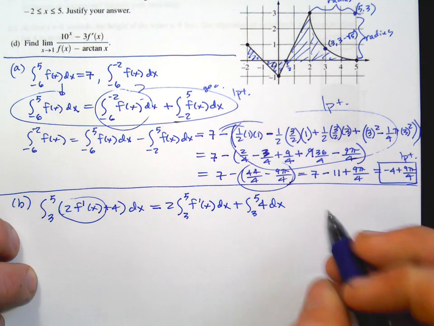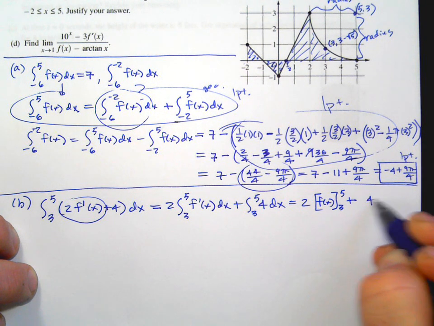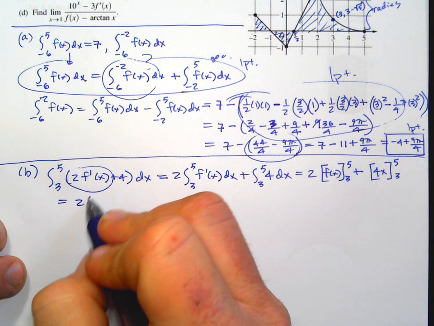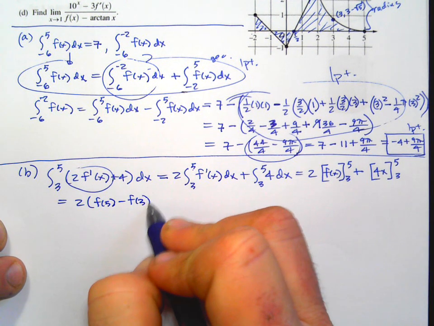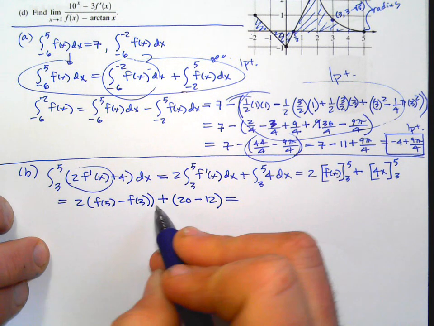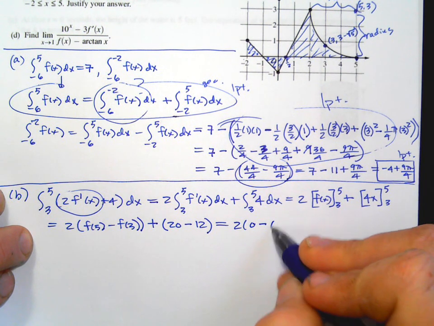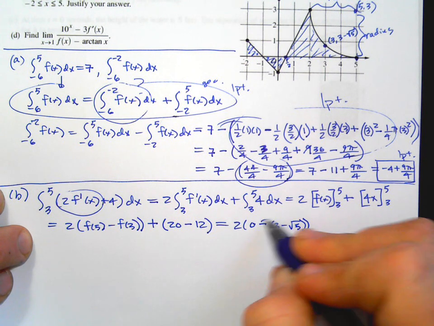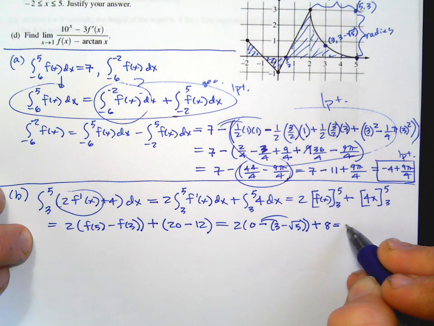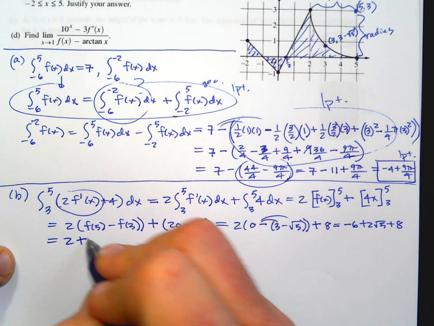And then the antiderivative of f prime is f of x, 3 to 5. And then the antiderivative of 4 is 4x, 3 to 5, okay? And then so we're going to get 2 times f of 5 minus f of 3 plus 20 minus 12. Now, f of 5 and f of 3, we can get those from this graph. F of 5 is 0, and f of 3, oh, that's what they told us, was that 3 minus root 5. Now, make sure you put it in parentheses to distribute the negative 2. Plus 8. And then the 2 gets distributed to everything. So it's going to be minus 6 plus 2 root 5 plus 8. And so the final answer is 2 plus 2 root 5.